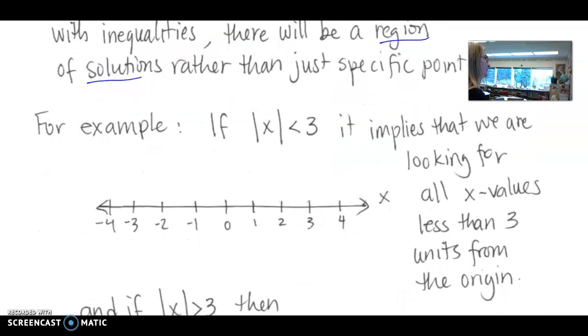So for example, if the absolute value of x is less than 3, what we want to do is look for all the values of x that are less than 3 units from the origin. So here's my origin. 1 is less than 3 units, so is 2. So are all the points in between here. So it's this whole region from 0 to 3, but less than means not including, and there's no bar underneath that. Let me erase that, because now it looks like we do have a bar.